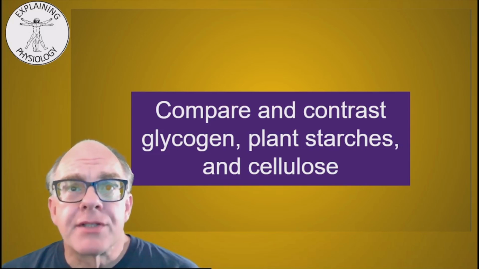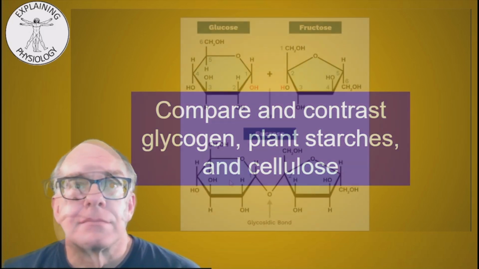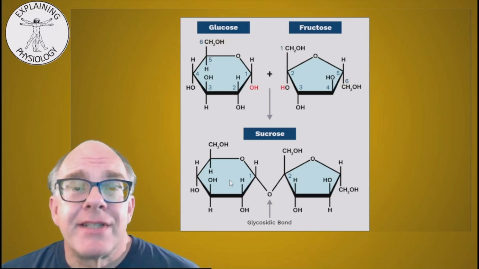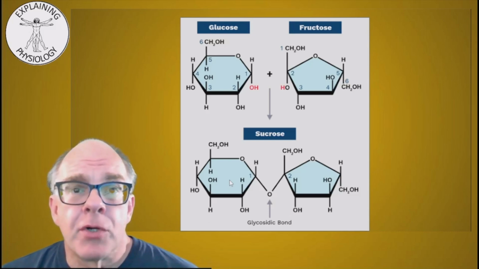Compare and contrast glycogen, plant starches, and cellulose. Glycogen, starches, and cellulose are all examples of carbohydrate polymers. And so they're formed from individual sugar monomers that are hooked together into long chains.